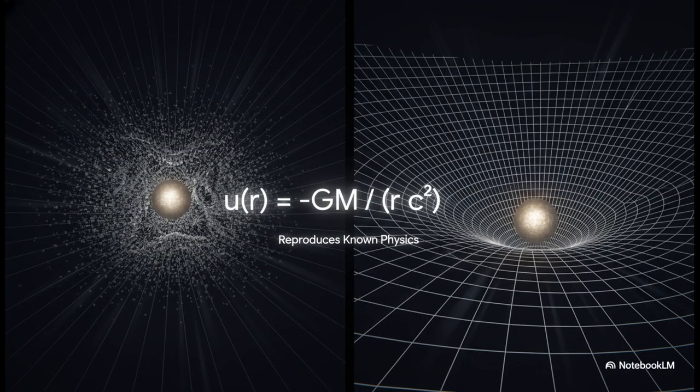And here it is. Here's the crucial payoff. When we look at this deformation U in a weak gravitational field, like the one we experience every day, it takes on a form that is incredibly familiar. It perfectly matches the equations of standard Newtonian and Einsteinian gravity. So the model works. It successfully reproduces known physics, but it does it from a completely different, much deeper foundation.